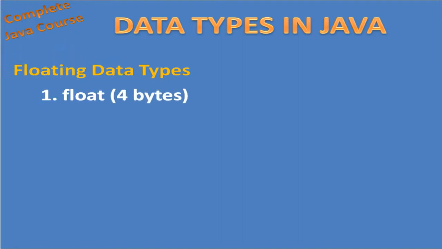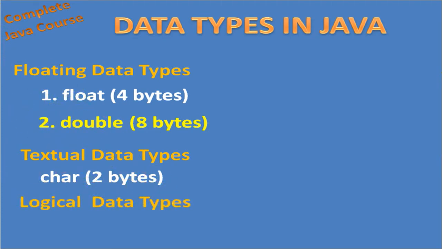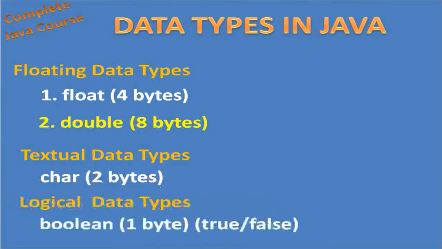Number 2 is floating data types. Number 1 is float, which takes 4 bytes. Number 2 is double, which takes 8 bytes. Now next one is textual data types, which is char, which takes 2 bytes of memory. Next one is logical data types, which is boolean, which takes 1 byte. It can take only two values, true and false, and the default value is false.